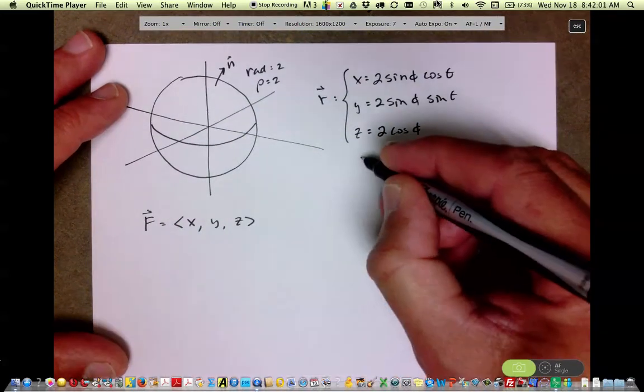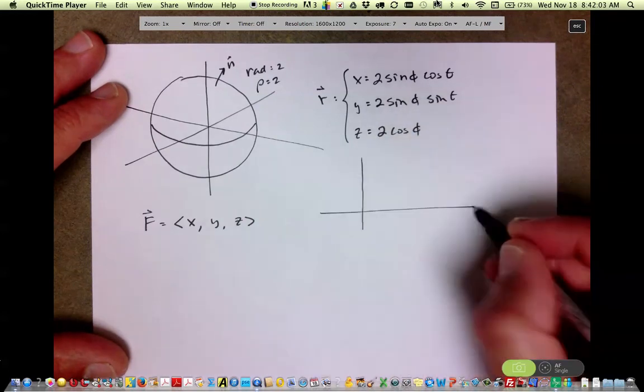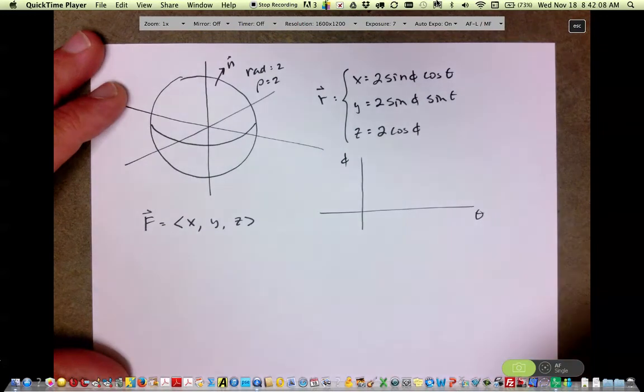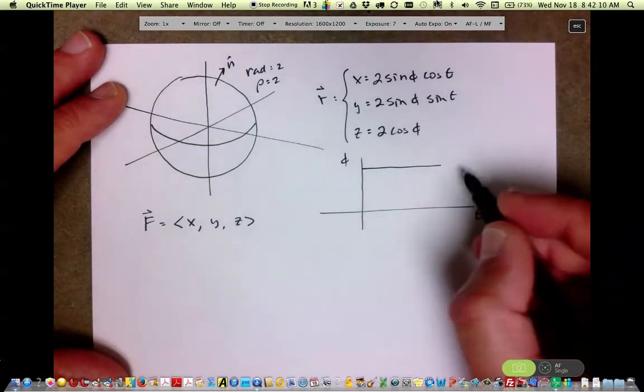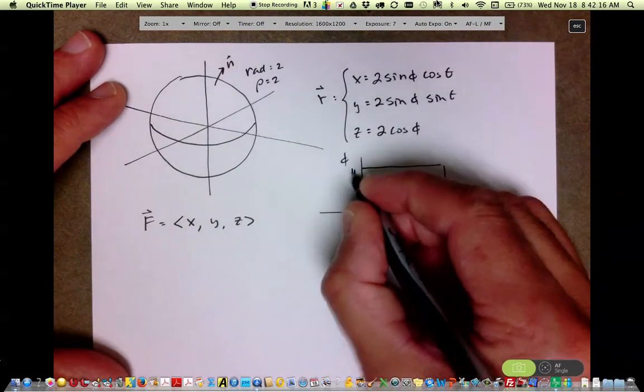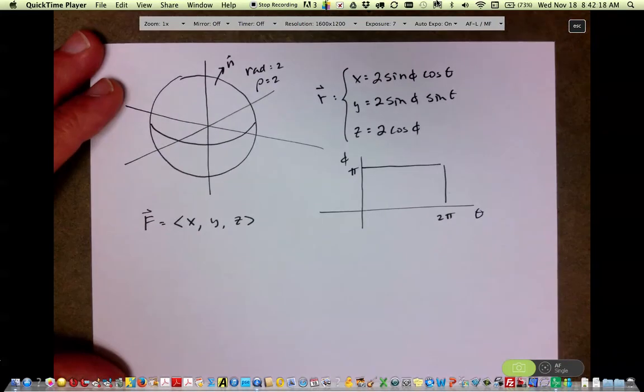If you think about the limits of integration on this, we're going to end up with a theta and a phi plane, and the limits are that if we're going all the way around the sphere, theta is going to go from 0 to 2 pi, but phi only goes from 0 to pi.